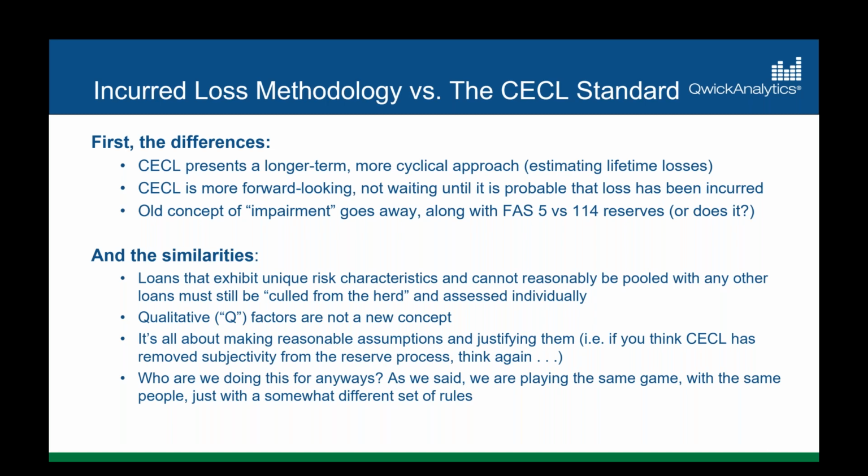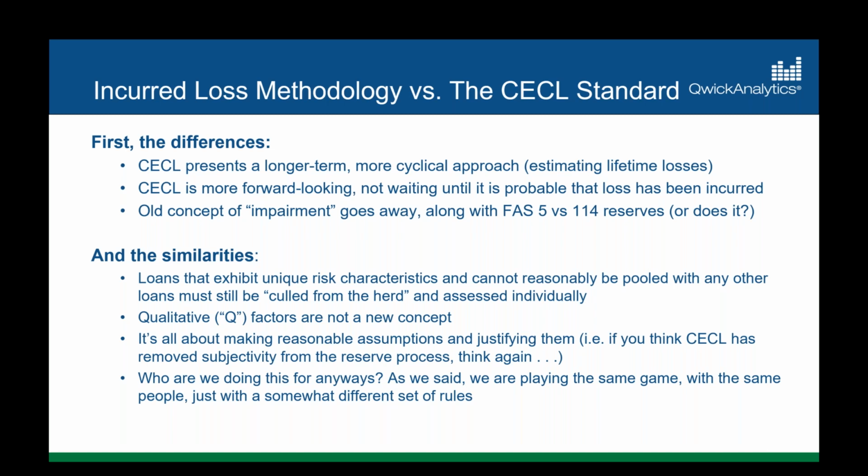loans that exhibit unique risk characteristics and can't be reasonably pooled with any other loans still need to be culled from the herd under CECL, as they have been under the incurred loss methodology, and assessed individually. So the question becomes, what is the standard? What is that threshold by which we're supposed to take a loan that is otherwise collectively pooled with other loans and strip it out and individually assess it?